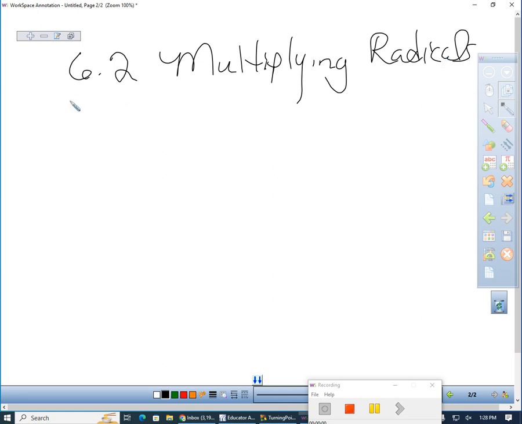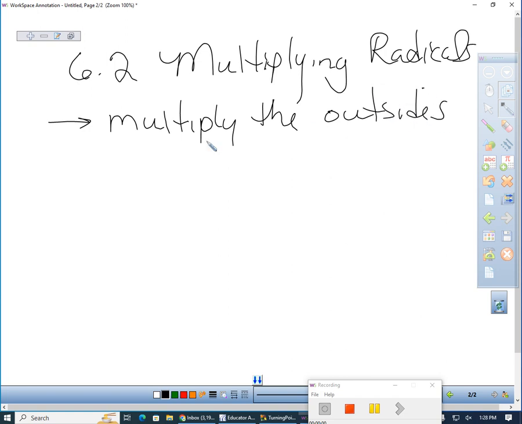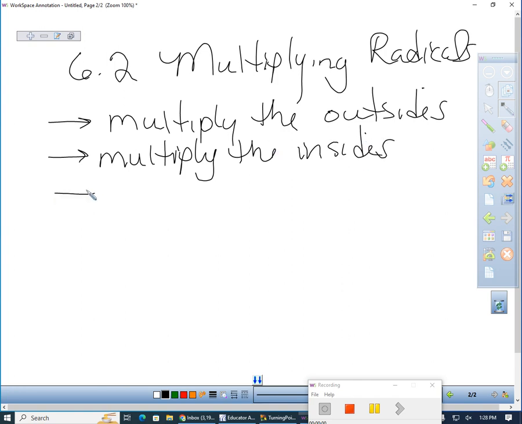When we multiply radicals, we are going to multiply the outsides, multiply the insides, and then simplify. The three steps we're going to do today: multiply the outsides, multiply the insides, and then simplify it.